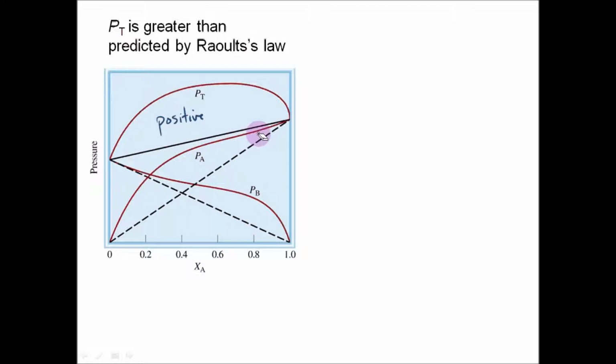These positive deviations result from intermolecular force attractions. These positive deviations result because when we mix the components A and B, they don't attract each other as much as when they are by themselves. So the intermolecular forces of A by itself or B by itself are stronger, greater than the intermolecular forces of A towards B.